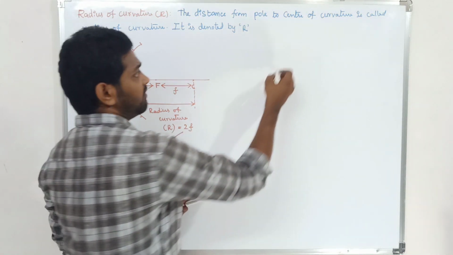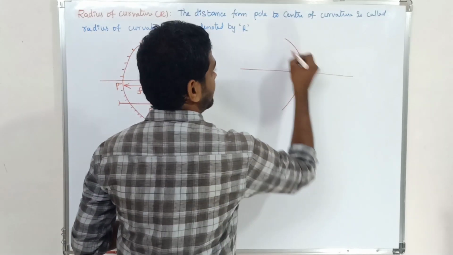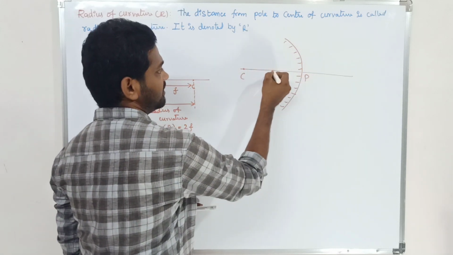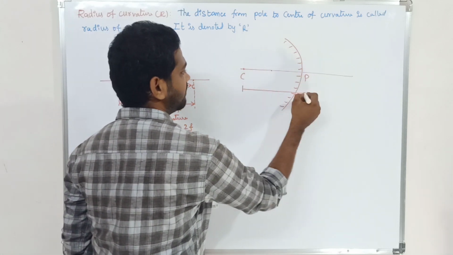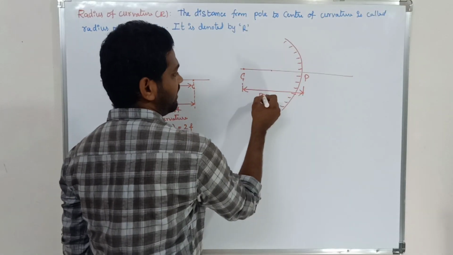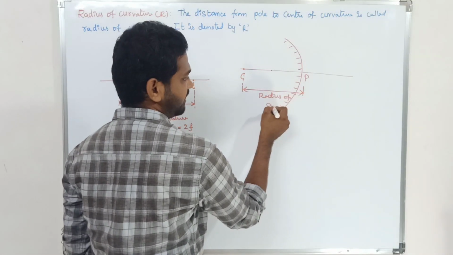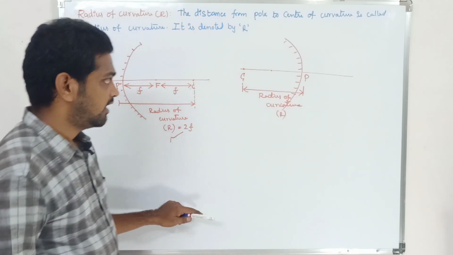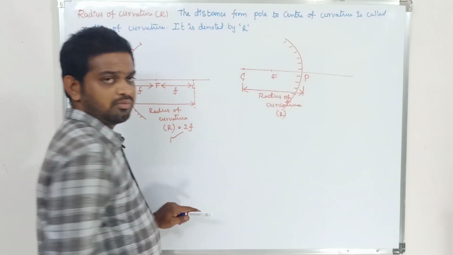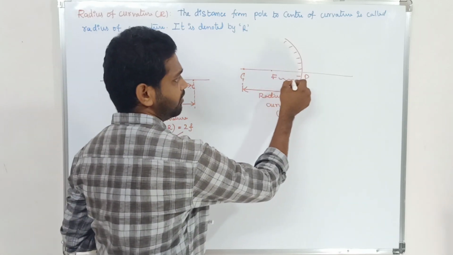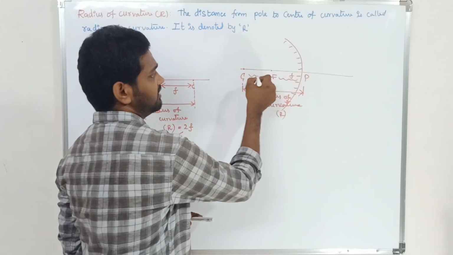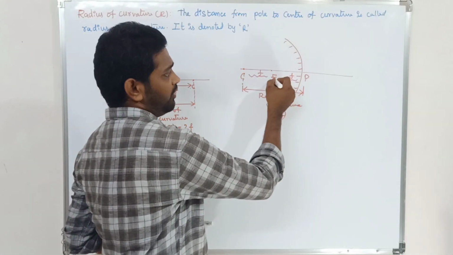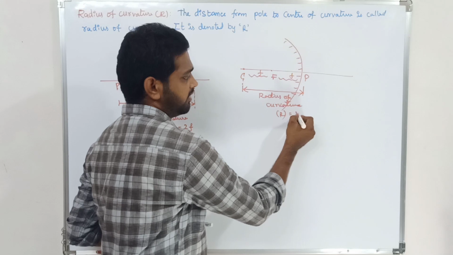Clear, children? In case of the convex surface, I have drawn the principal axis, and let us consider this is the pole and this is the center of curvature. The distance from pole to center of curvature we are considering as the radius of curvature. It is denoted by the letter capital R. Moreover, focus is the midpoint of pole and center of curvature. The distance from pole to focus is equal to small f. The distance from focus to center of curvature also is equal to small f. So the distance from P to F is equal to the distance from F to C. So R can be written as 2f.